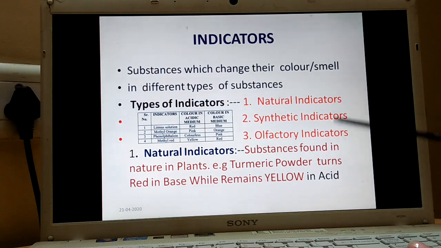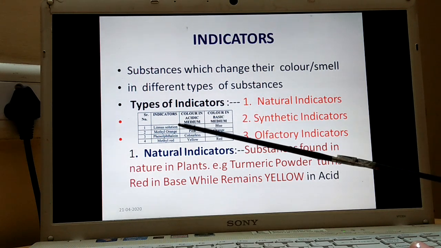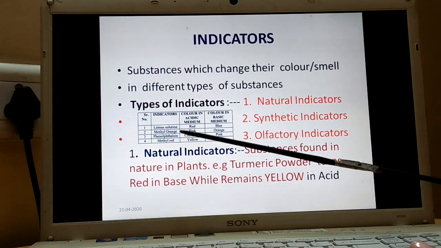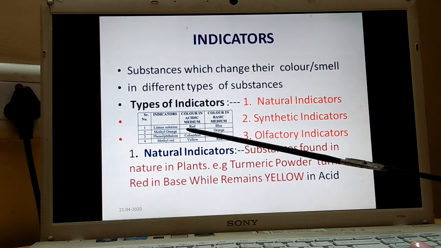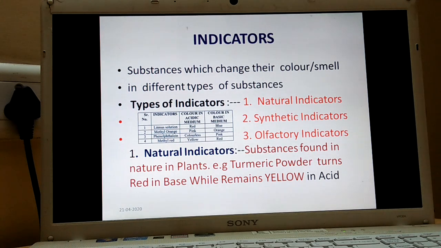We can classify them into three categories: natural indicators, synthetic indicators, and olfactory indicators. Here I have given a table which indicates the names of different indicators. Four indicators are given here: litmus solution, methyl orange, phenolphthalein, and methyl red. Now these solutions will provide different colors in acidic and basic medium.